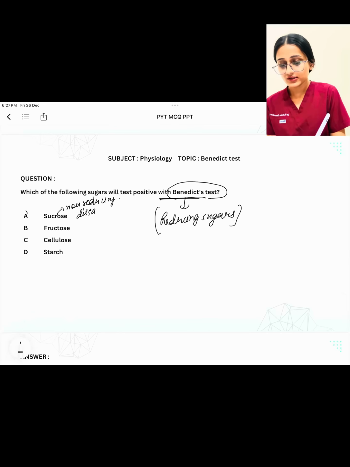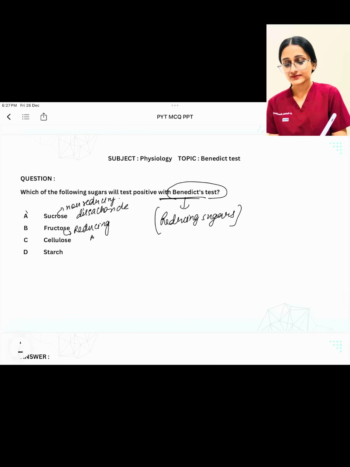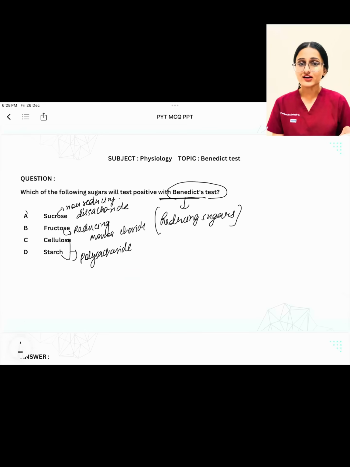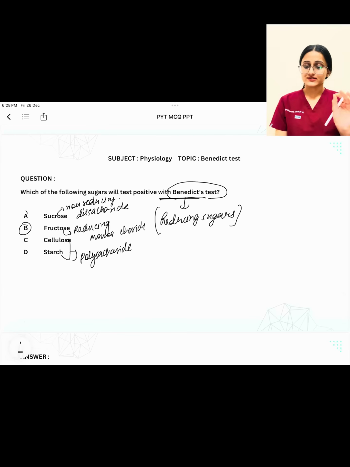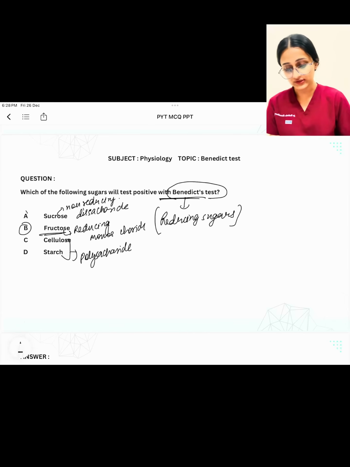Okay, fructose is a reducing monosaccharide. Okay, and cellulose and starch are basically polysaccharides. So the answer is, and see, cellulose and starch are very large molecules, so reducing is not possible. Like there is no reducing ends. Okay, so the answer is fructose. Benedict's test is positive for fructose, which is a reducing sugar. This is the concept we have to remember for this question.